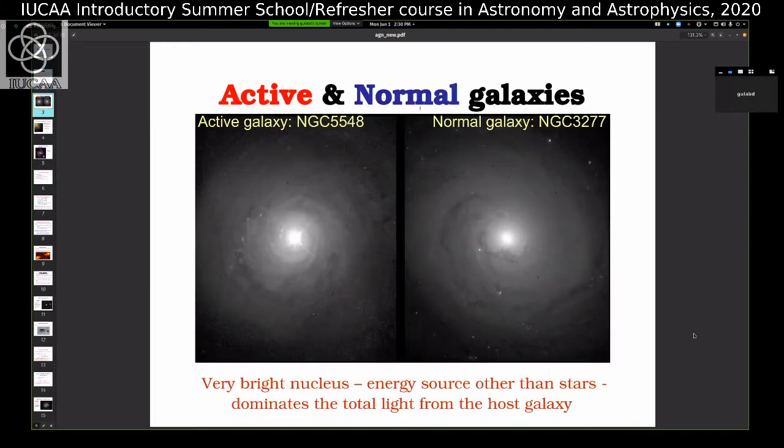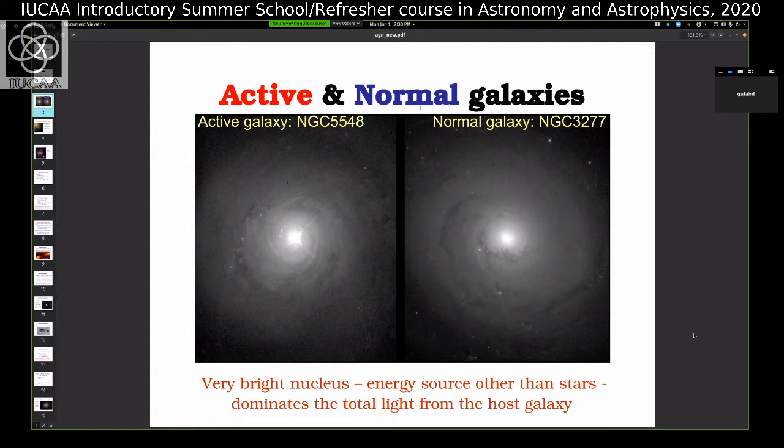So first question, what are active galactic nuclei? Here you see the photographs of two galaxies. One of them, on the left side, is an active galaxy, NGC 5548, and on the right side there is a normal galaxy, NGC 3277. So how do we identify whether a galaxy is an active or a normal galaxy? Imagine taking a short exposure of a galaxy. If it is an active galaxy, what you will see is a bright point star-like object, and you would not see anything else. While in a normal galaxy, if you take a short exposure, you may not see anything.